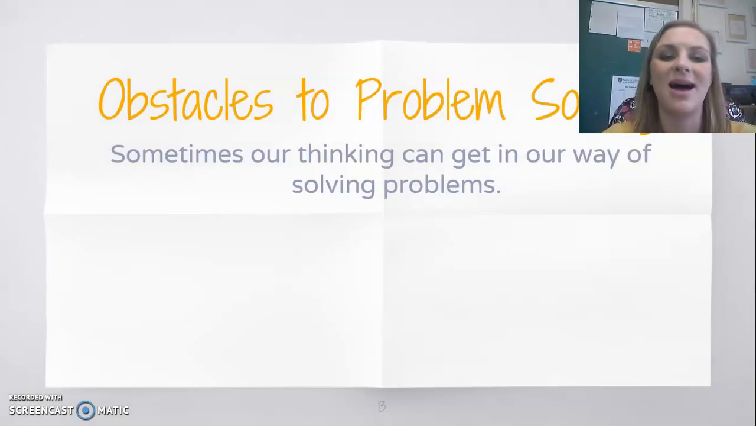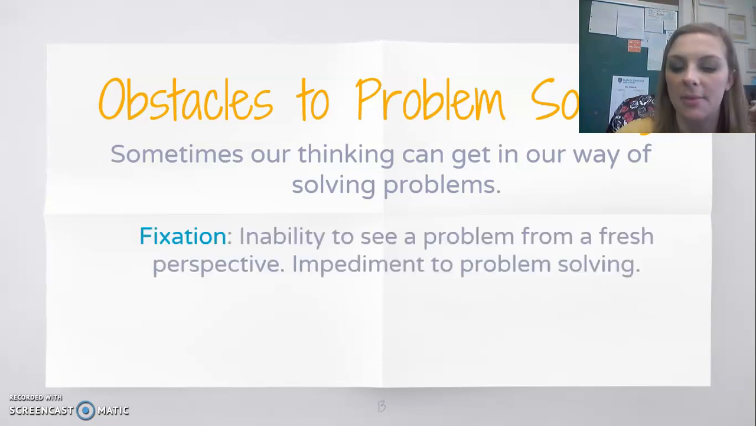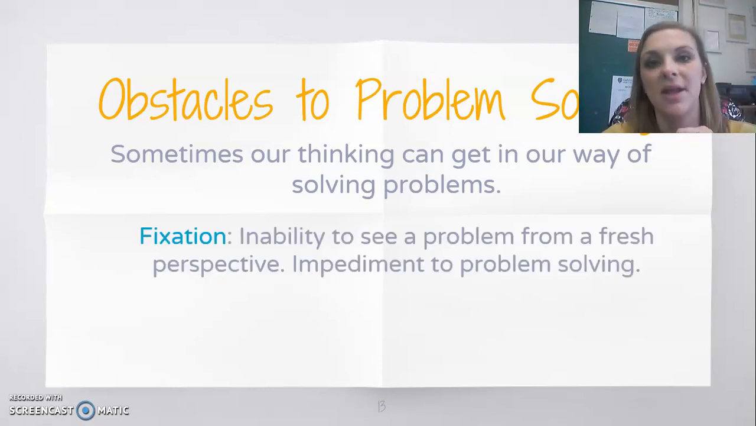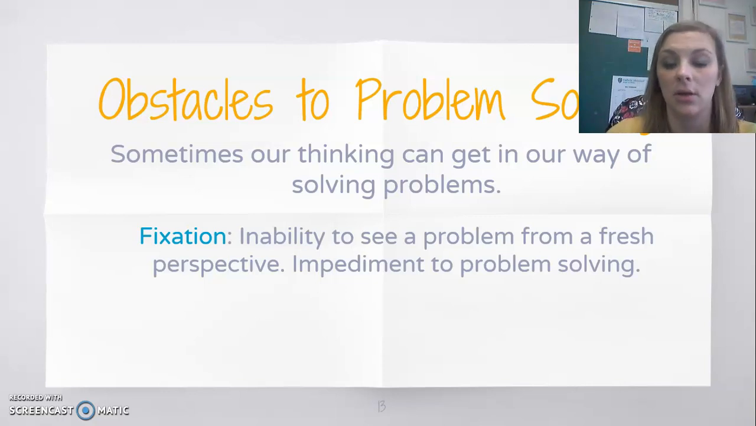Okay, so what are some obstacles to problem solving? Sometimes our ways of thinking, our shortcuts that our brain takes, get in the way of solving problems. Okay, and the first is fixation. Fixation is the inability to see a problem from a fresh perspective, right? So this is that problem that sometimes you just need a fresh set of eyes to look at something in order to determine whether or not it's right.